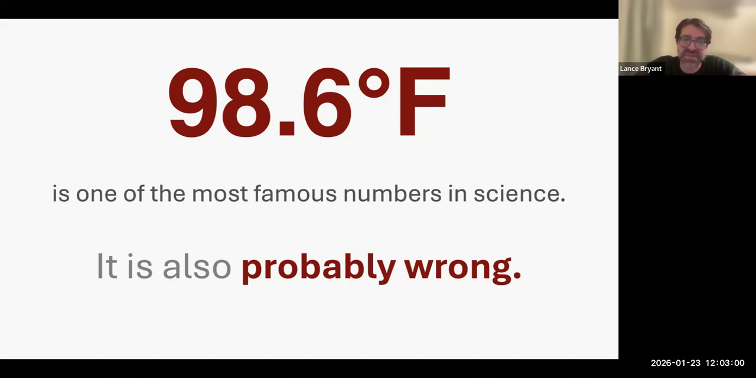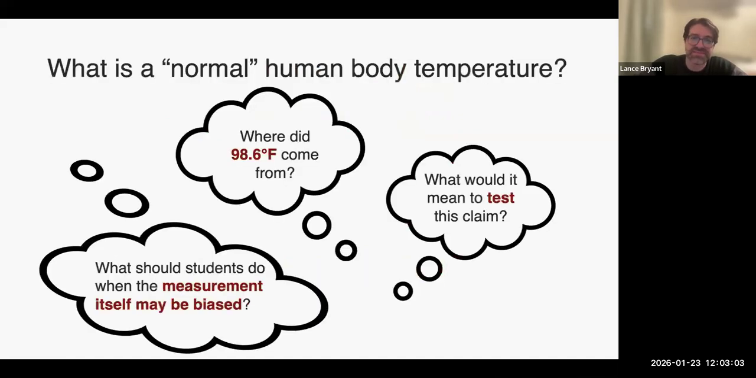That brings some questions to mind. First of all, where did that 98.6 degrees Fahrenheit come from to begin with? We can explore that a little bit in the introduction of the project. What would it mean to test that claim to see if it's different or if it's changed over time? And in this particular one, as we'll see later, what happens when the way you take measurements to collect your own data maybe differs from how that original data might have been collected when that claim was first established?